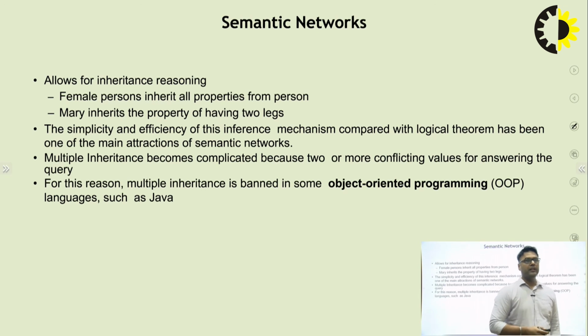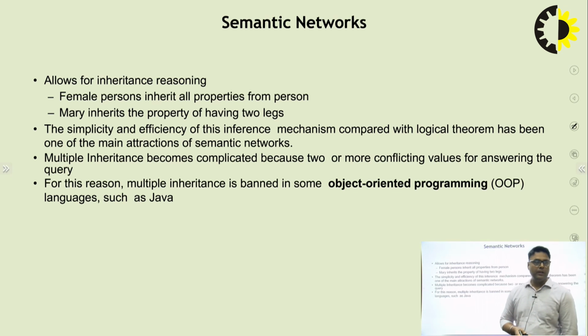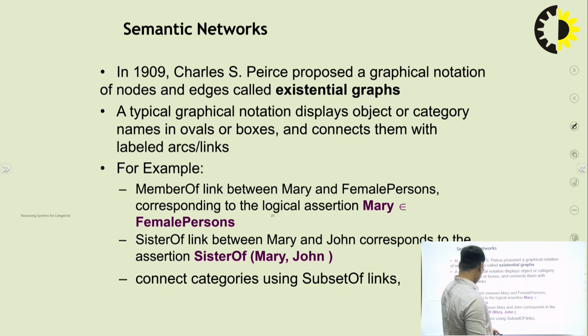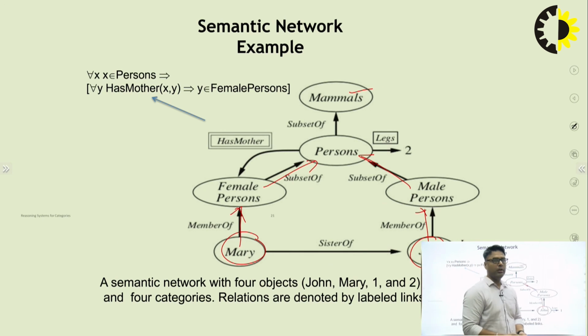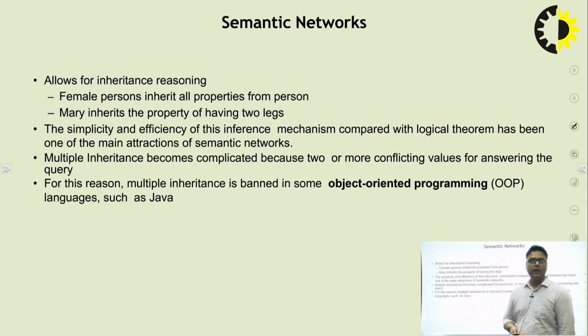Another topic is the law of inheritance reasoning. Female person inherits the properties from person. Mary inherits the property of having 2 legs. For simplicity, legs are also mentioned here but not discussed further. John has 1 leg. Female person inherits all properties from person, and Mary has the property of having 2 legs.